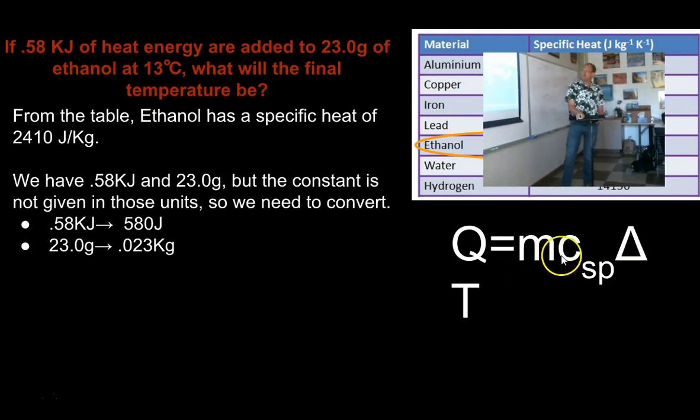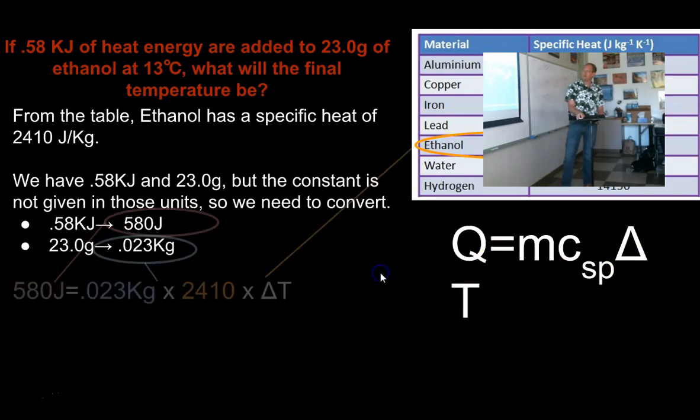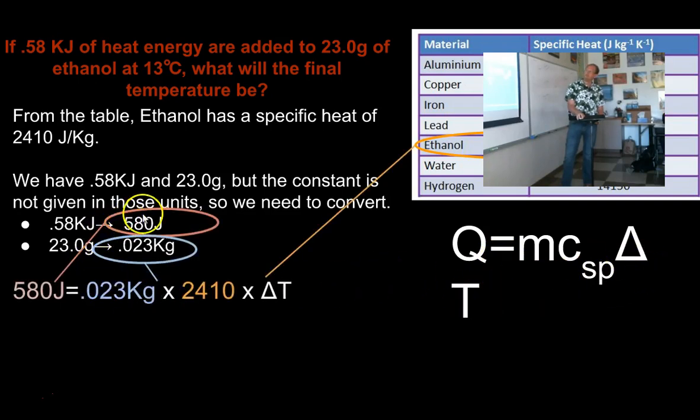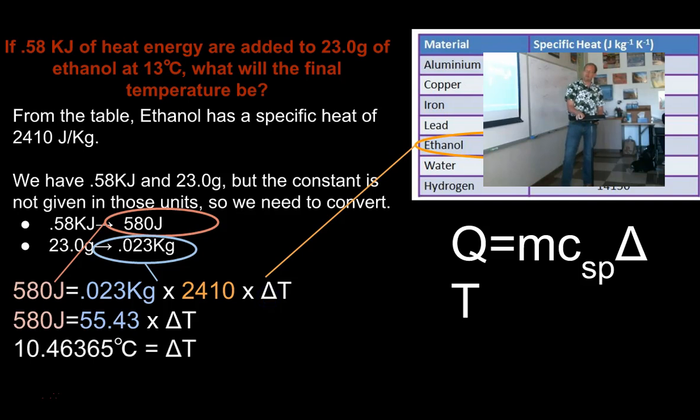Q equals m c sp times delta T. Oh, sorry, it bled over. Somehow the font didn't like that size. Put everything in. Here's my value for c. Here's my value for Q. Here's my value for m. And then I'm just calculating delta T. Multiply it all across and divide to get delta T by itself.